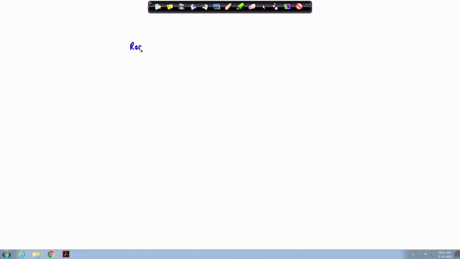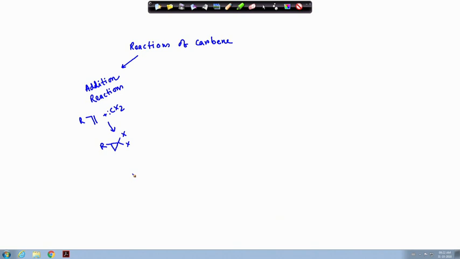So far we have learned various aspects of carbenes. Now we are studying the different reactions associated with carbenes. So far among the carbene reactions, first we have learned the addition reactions. What we have learned is that if there is some kind of olefin or alkyne, then this will give some cyclopropane ring.